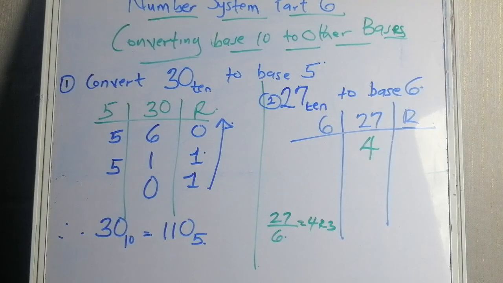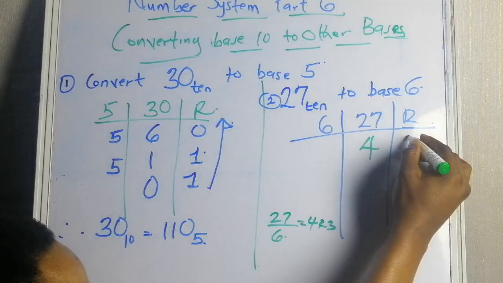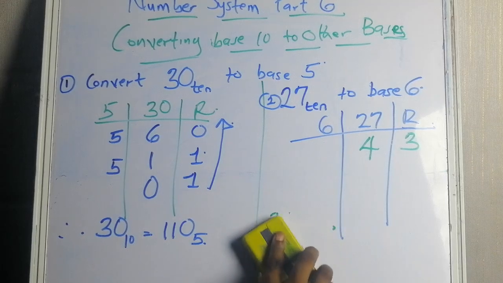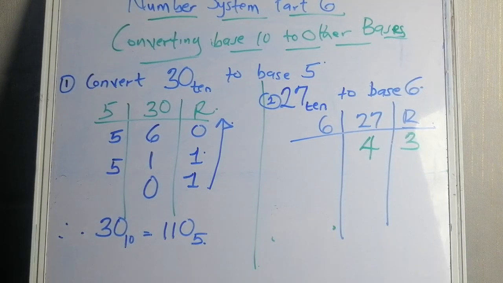6 times 4 is 24. Okay, so you have your 4. What's the remaining to make it 27? That is 3. So you write your 3 out. It's as simple as that. That's the remainder. So you have your remainder to be 3. So now the next one is what?